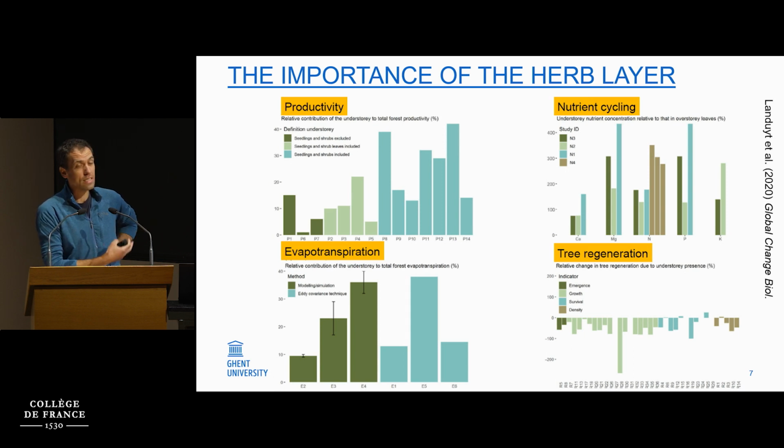Evapotranspiration can also be significantly influenced by the herb layer, especially in open forests, where it can contribute 30 to 40% of the total forest evaporation. And then, of course, the herb layer is the place where the young trees are growing. So competition between the herbs and the trees is taking place there, and usually presence of a lot of understory herb cover results in lower regeneration.